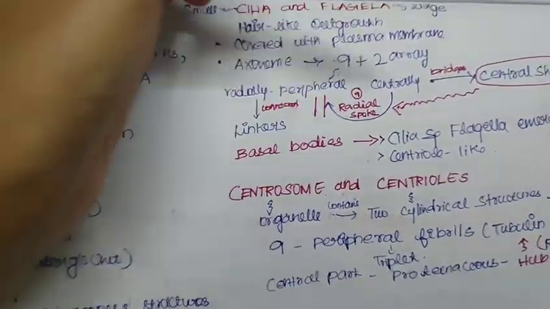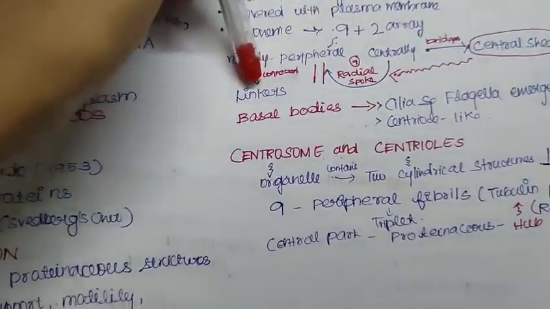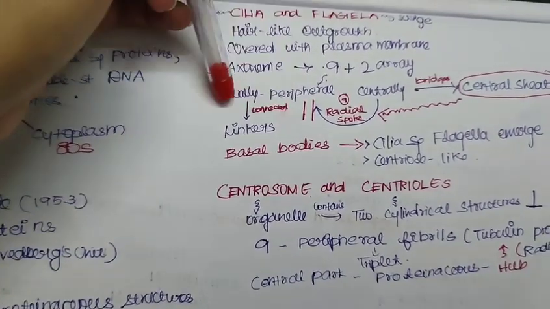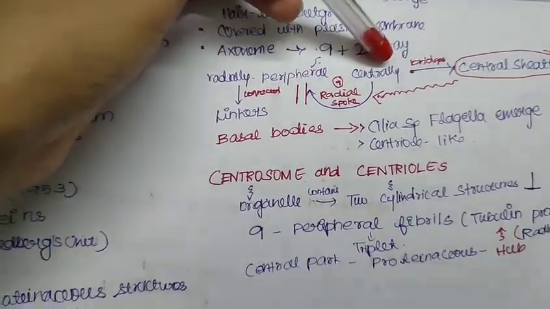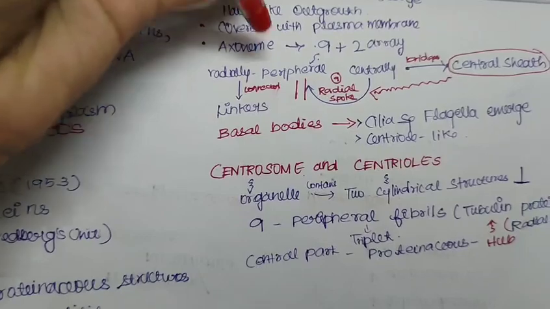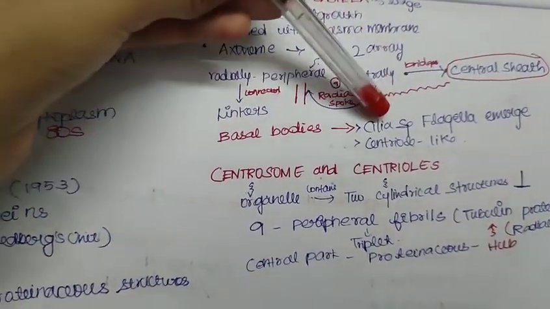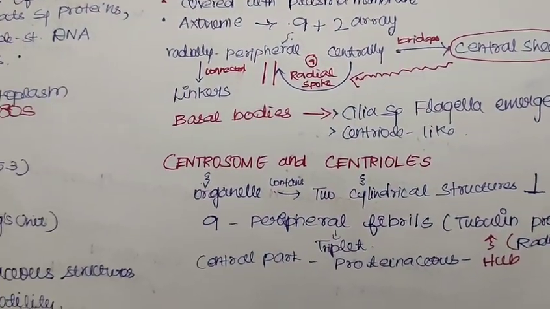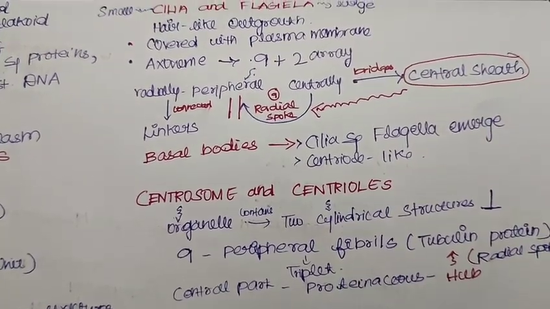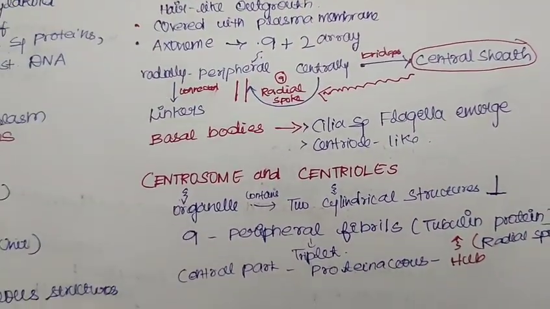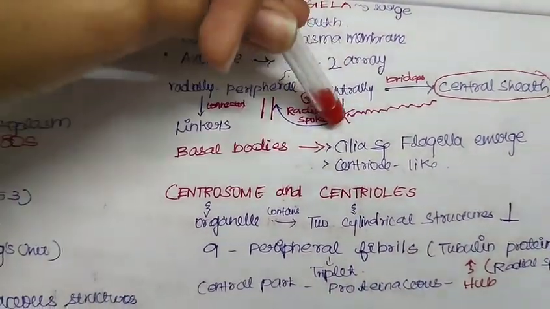So what is this 9+2 array? We have 9 doublets which are arranged radially, in peripheral arrays, but in the center we have 2. So 9+2, 9 outside and 2 in the center. That is called the 9+2 array.